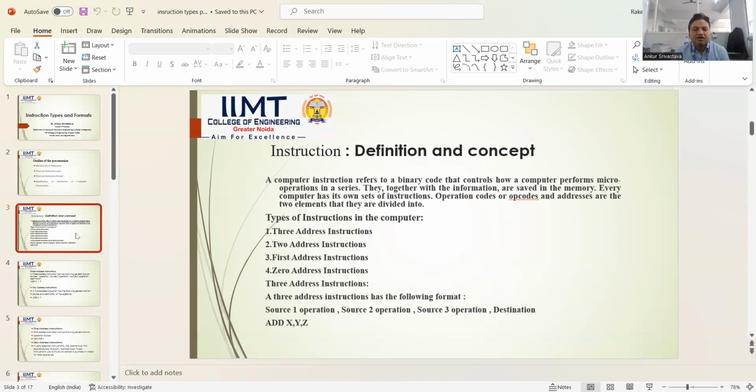Listen once again. We have to add in the 3 address instruction, and we have to use source 1, source 2, source 3, and destination. Destination means where we are going to store that X plus Y plus Z. So add is the operation here, and X, Y, Z are the operands. We have to calculate the value of X, Y, Z, and it is an instruction given to the computer.